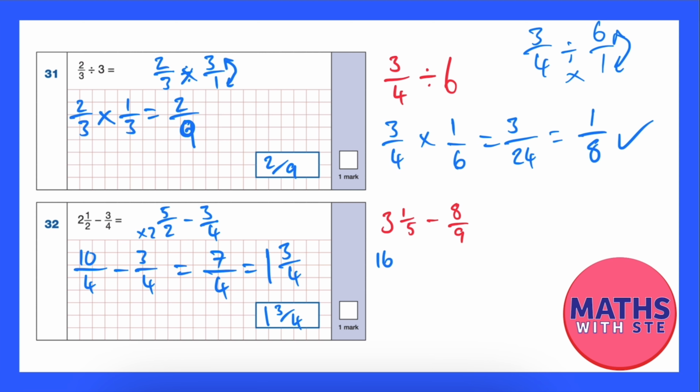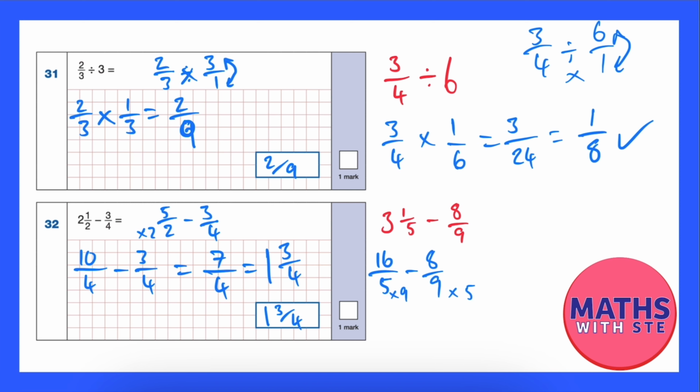So it's going to be 16/5. And then I've got take away 8/9, which is just going to stay the same for now. Okay. Now, they don't have something that one can go into the other one. So all I'm going to do, I'm just going to times them by each other. This is going to get big, this one, isn't it? That's going to get times by 9. That one's going to get times by 5.